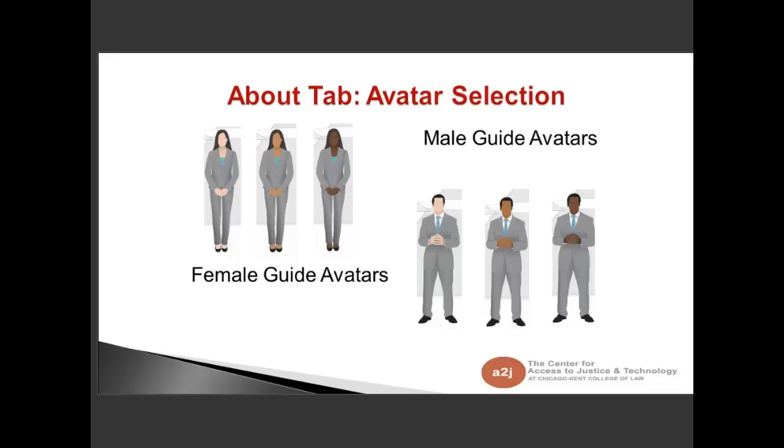The guide avatar and the end user avatar both have the same skin tone, and you control that. You also have the ability to control the gender of the guide avatar, so you can select either the female or the male. This is John Mayer.